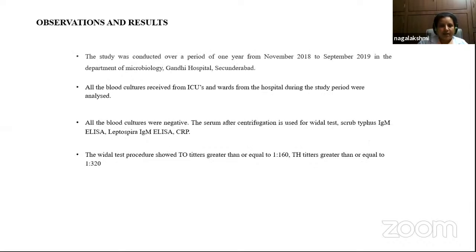Observation and results. The study was conducted over a period of 1 year from November 2018 to September 2019 in the Department of Microbiology, Gandhi Hospital. All the blood cultures received from the ICUs and wards of the hospital during the study period were analyzed. All the blood cultures were negative, and the serum after centrifugation was used for the Vidal test, scrub typhus IgM ELISA, leptospira IgM ELISA, and CRP. The Vidal test showed TO titers greater than or equal to 1 in 160 and TH titers greater than or equal to 1 in 320.